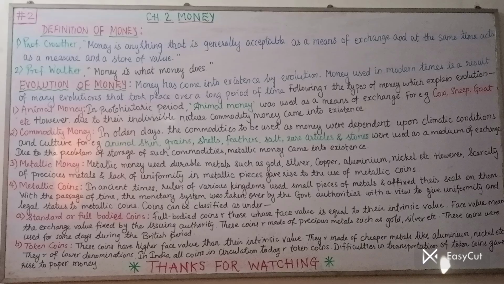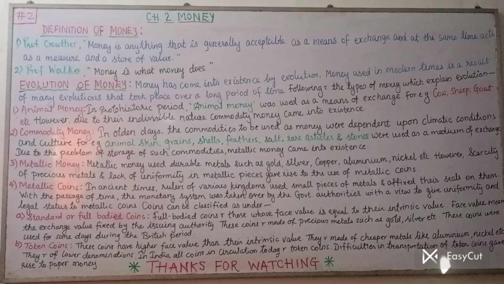Now, what is metallic money? Let us see that. Number three, third type, metallic money. Metallic money used durable metals such as gold, silver, copper, aluminum, nickel, etc. However, there was scarcity of precious metals. Like gold, you can't make many coins with gold or silver for that matter. And moreover, there was also a lack of uniformity in the metallic pieces, the raw, original form of different shapes and sizes.